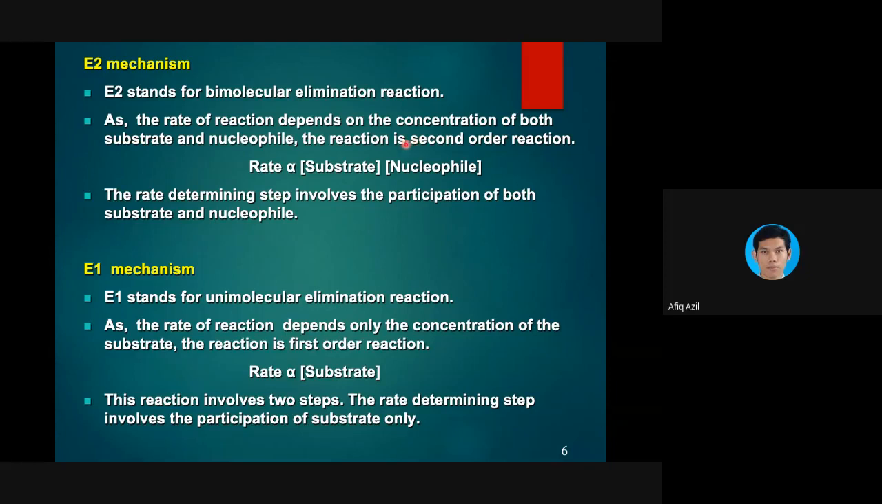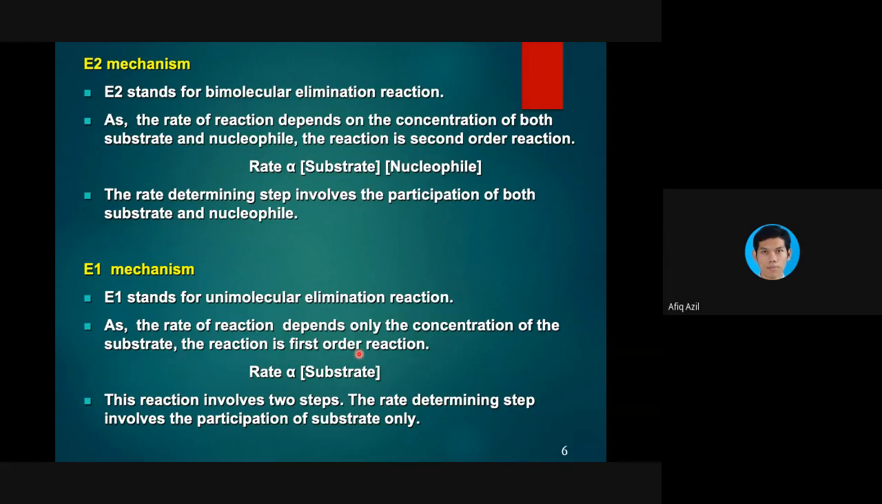If you increase the concentration of the substrate or the nucleophile, the rate of the reaction will increase. It'll make the reaction go faster. So the rate determining step involves the participation of both substrate and nucleophile. While E1 stands for unimolecular elimination reaction. The rate of the reaction only depends on the concentration of the substrate. This reaction basically involves two steps. The rate determining step involves the participation of the substrate only. So in the E1 mechanism, it doesn't matter how much of the nucleophile is available. Even if the concentration is very high, the rate of the reaction is only dictated by the concentration of the substrate. This is basically similar to the rate of reaction for SN1.